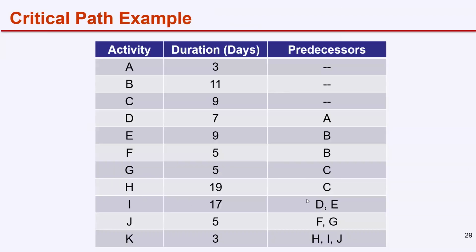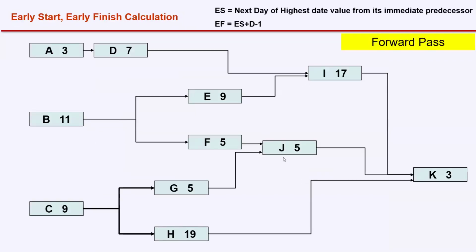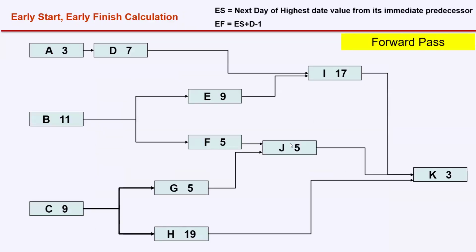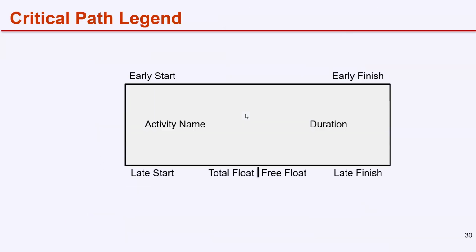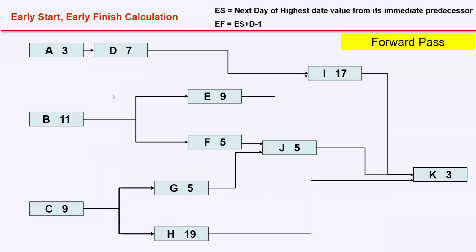Further, for I, D and E are the predecessors. For J, F and G. And for the last one, K, I have 3 predecessors: I, J and H. So we have created a network diagram using PDM, the precedence diagramming method, where the box represents activities and the arrow marks the relationship.